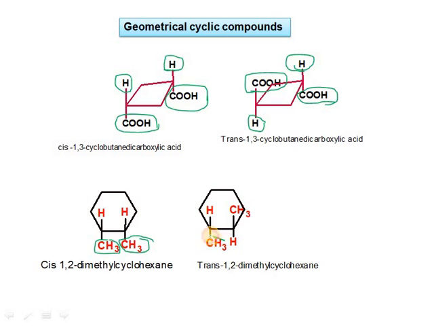But when similar groups are on opposite sides, one below and one above, see here: this methyl group is below the ring and the other methyl group is above the ring. So this is trans. Similarly, comparing the other atoms like hydrogens, one hydrogen is below the ring and the second hydrogen is above the ring. So it is a trans compound.